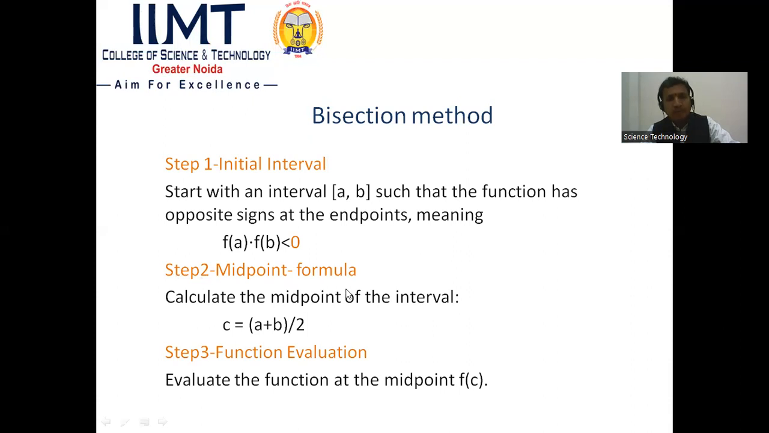We will calculate the mid value. This is the formula of bisection method. We will get a point c, c is equal to (a plus b) upon 2. After getting this c, we will evaluate the functional value at this point c. This is step number 3.